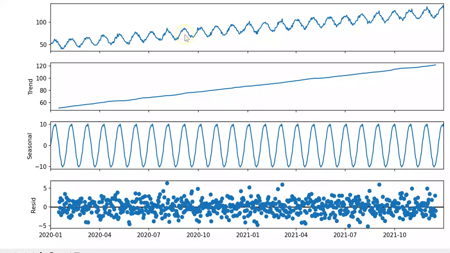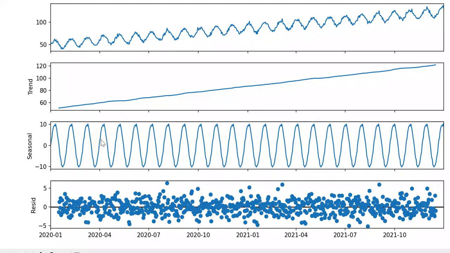At first, the observed graph shows the original data, which contains trend, seasonality, and noise. It is the complete time series. The second one is the trend graph, which shows a long-term movement, a steadily increasing line because 50 plus 0.1 times time was created. That means the data is growing over time.